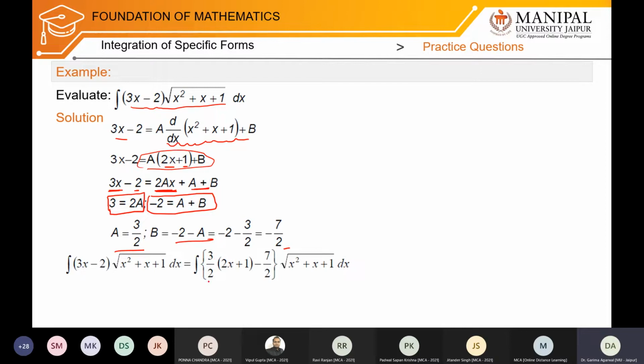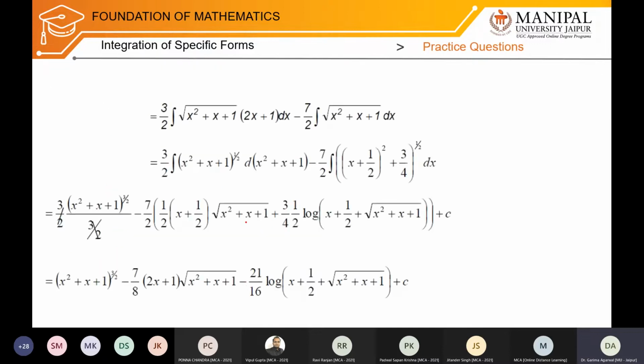The value of a is 3 by 2 times the integral of (2x plus 1) minus 7 by 2 times the integral of root of (x square plus x plus 1) dx. Then we simplify this step. First of all, we multiply this root term with each and individual term. Let me explain the integration of this step.